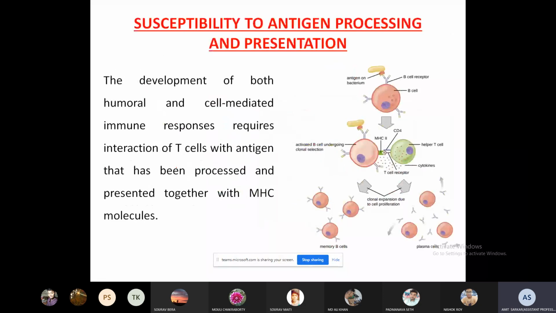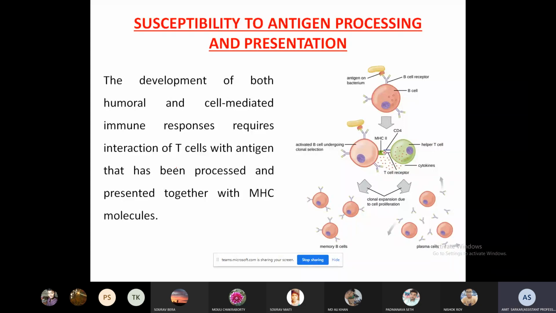Okay, so that is all we have for today. So basically what we learned in the second part is what is antigen and what is immunogen, or rather what is the difference between antigen and immunogen.